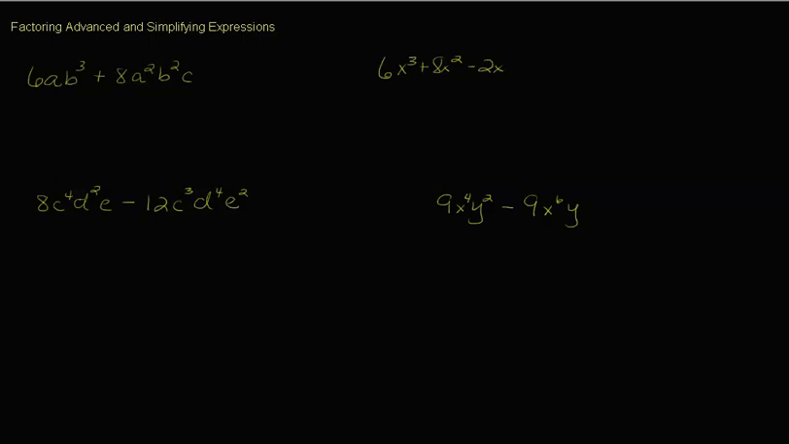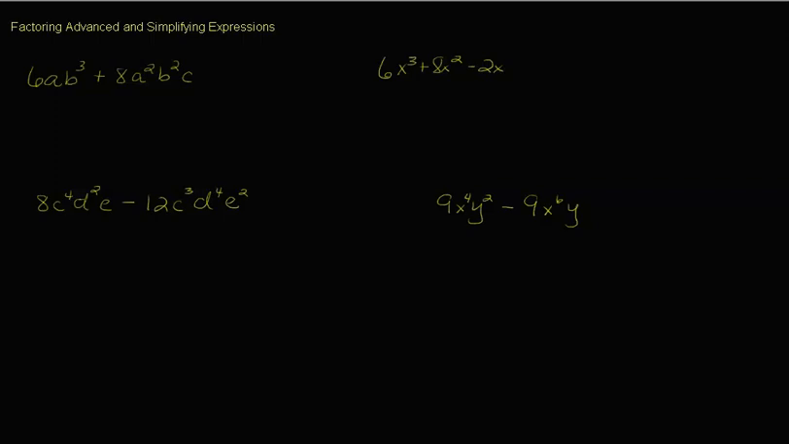Now we're looking at factoring advanced. This is a more advanced factoring, and then we're going to look at simplifying expressions using factoring. Right, so we know from factoring that we're pulling out the greatest common factor. In this case, a polynomial, two monomials, two terms.